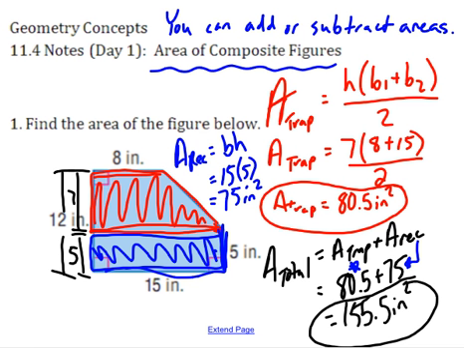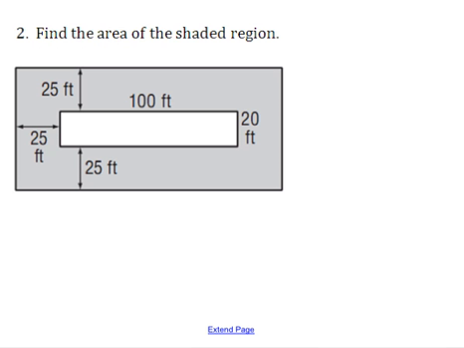On the top it says you can add or subtract areas. When I look at number 2, we have 2 rectangles, one inside of the other. So I'm going to find the area of this whole thing.